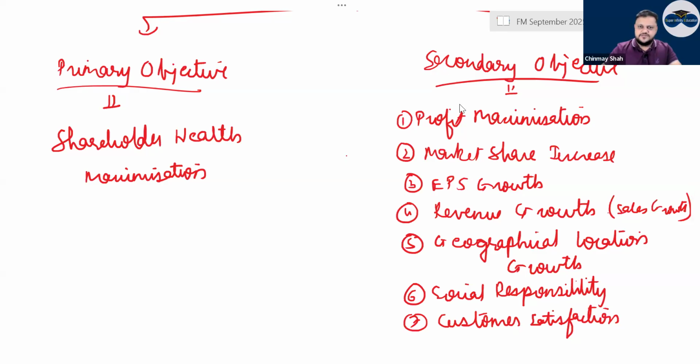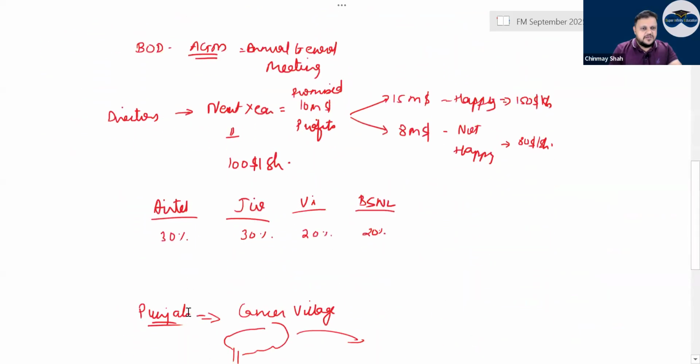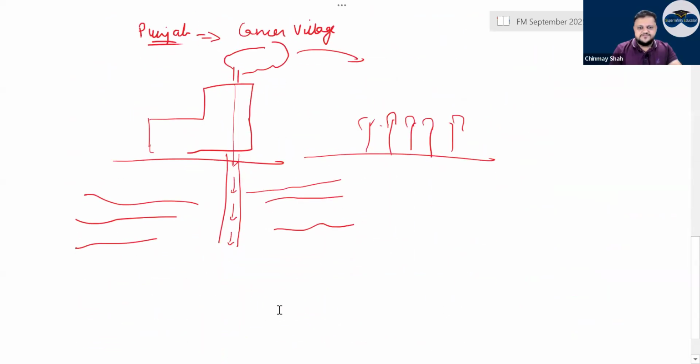Okay, so I left something called EPS growth pending, correct? EPS ka formula, we have to discuss somewhere.